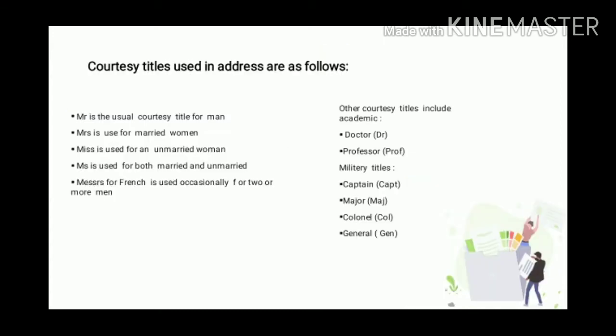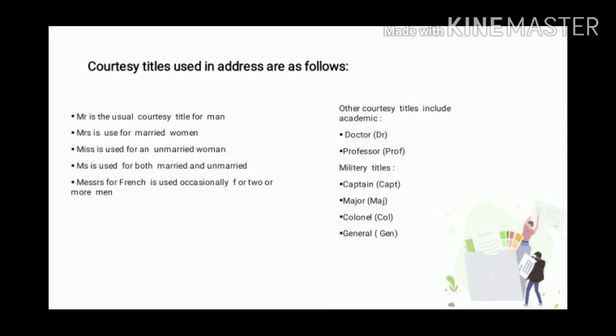On the next slide, I want to explain the courtesy titles used in addresses, as follows. The first is Mr., the usual courtesy title for a man. The next is Mrs., used for a married woman. The next is Miss, used for an unmarried woman. The next is Ms., used for both married and unmarried women. The next is Messrs., used occasionally for two or more men.